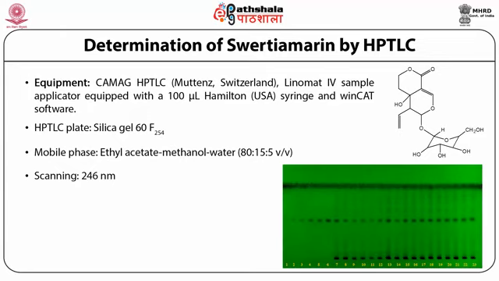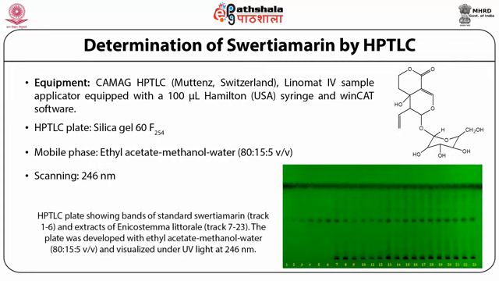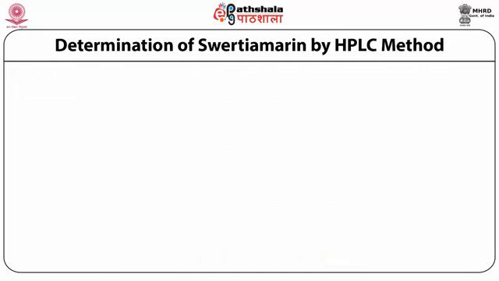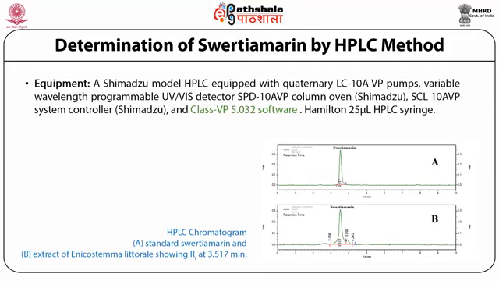So these dark spots at the center represent Schwarzschild. They have been estimated in plant samples present in tracks 7 to 23. Tracks 1 to 6 represent Schwarzschild standard. So this is the estimation of Schwarzschild by HPLC.